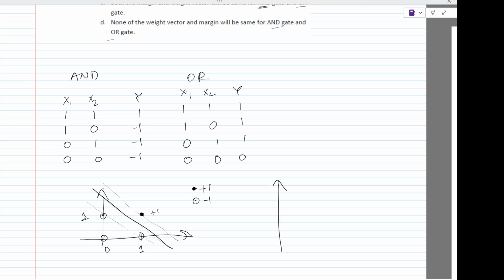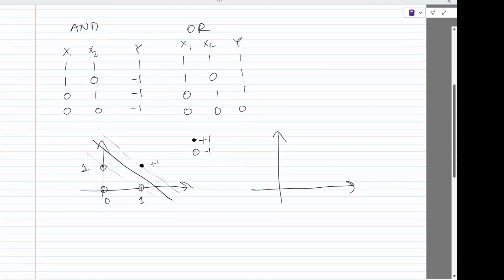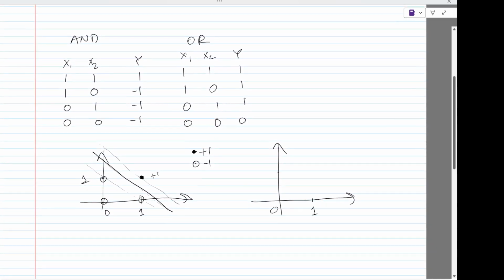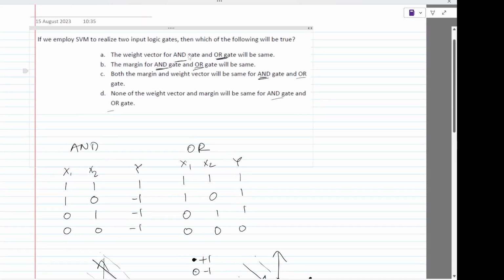Similarly, if you were to do it for the OR gate, we have 1 comma 1, and you will have a decision boundary from here given by the SVM. So what are they asking? The weight vector for AND gate and OR gate will be same.